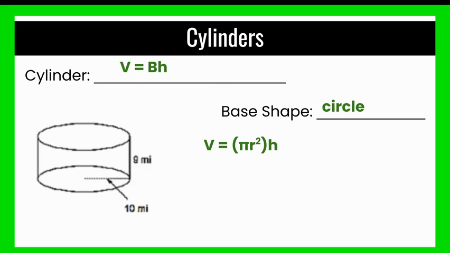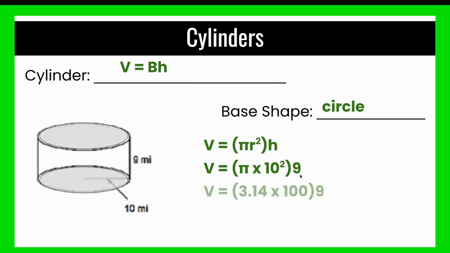So when we're talking about the area of a circle, it's pi r squared. So I replaced big B with pi r squared. Here I was given the radius, okay, and I have the height of the cylinder. So I have enough information to go ahead and plug in right away. We're going to use 3.14 for pi. I plugged in my radius of 10 squared and then my height of 9.